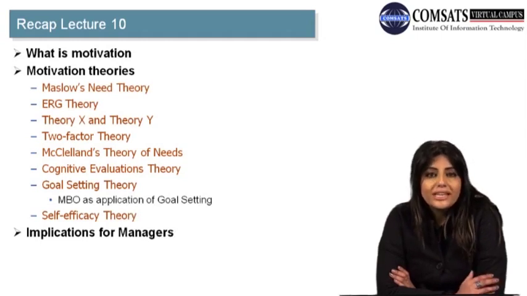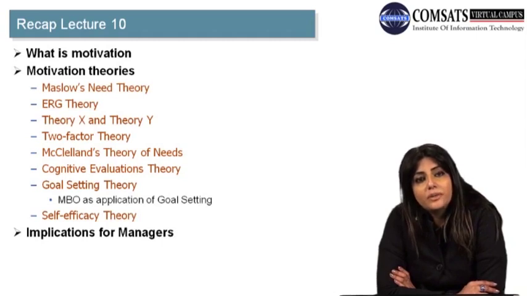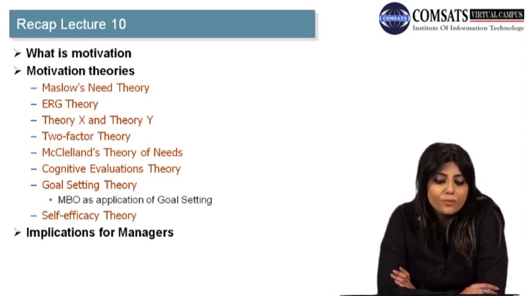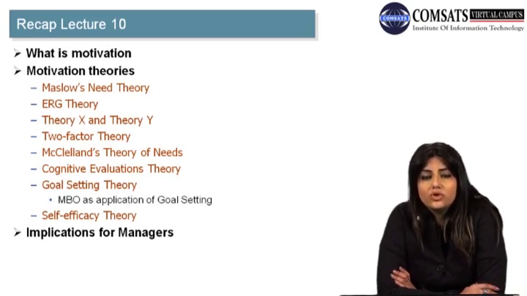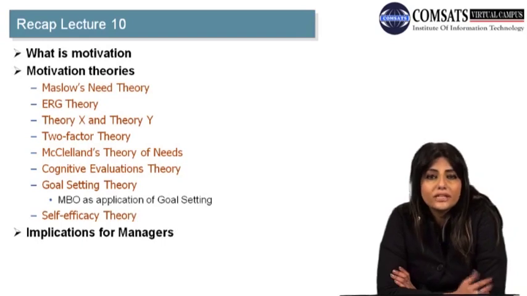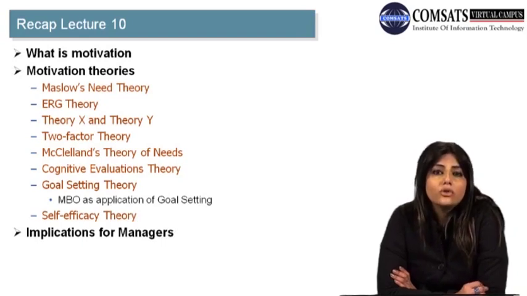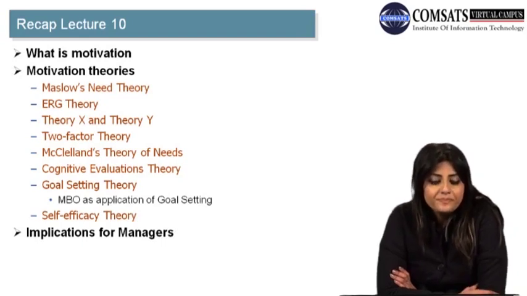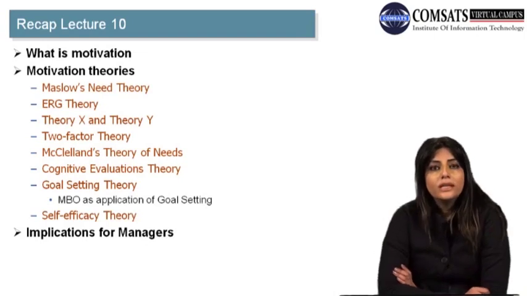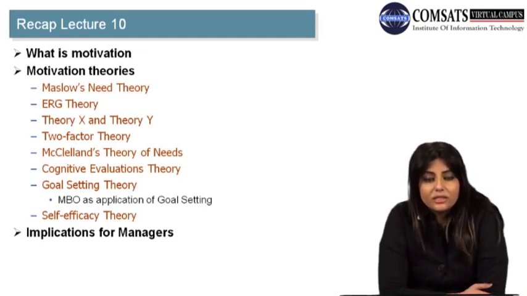Then we moved on to theory X and theory Y, which are based on managers' different assumptions about individuals. So if the managers perceive or assume that individuals are inherently very slow, they are tardy, and they are not active towards work, or they don't take work as joy or pleasure, they are forced to do the work, and they do not take their own initiative to do the work, then that is theory X individuals.